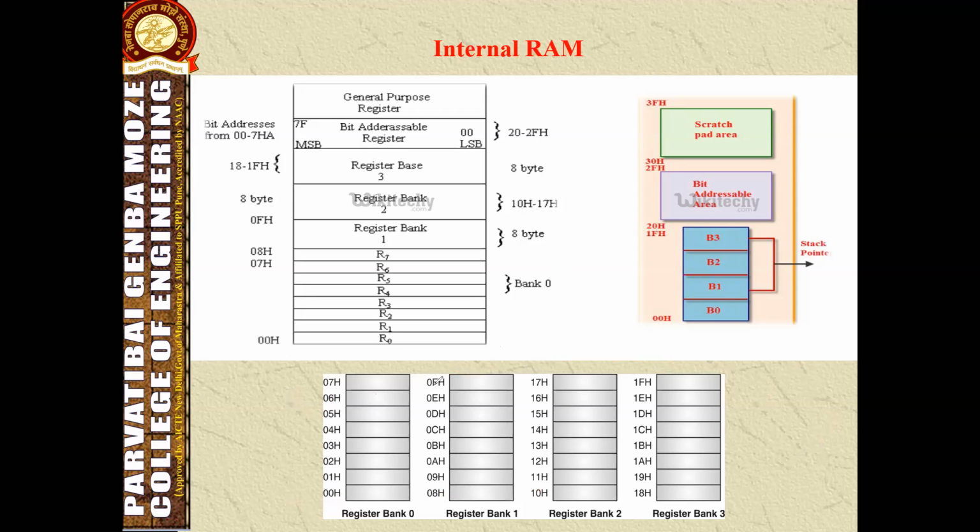For selecting the register bank, 2 bits are used. What are they? RS0 and RS1. We have seen in the program status word there are 2 flags, RS0 and RS1. In the operation, how are we going to select? By setting these 2 bits. If 00, then bank 0 will be selected. If 01, then bank 1 will be selected. If 10, then bank 2 will be selected. So by setting the RS0 and RS1 flags, the particular register bank is selected.